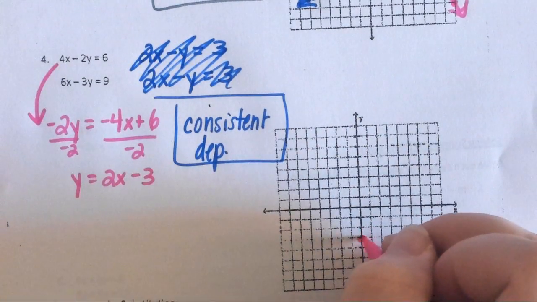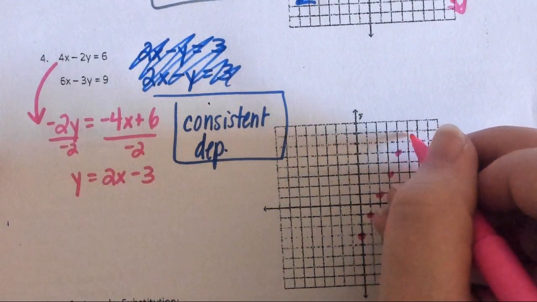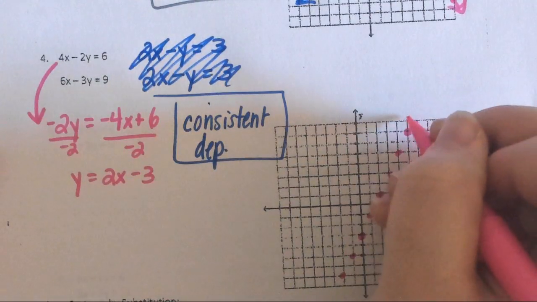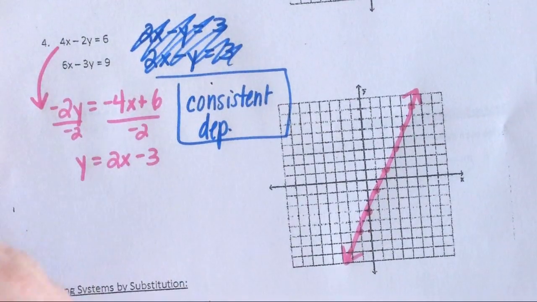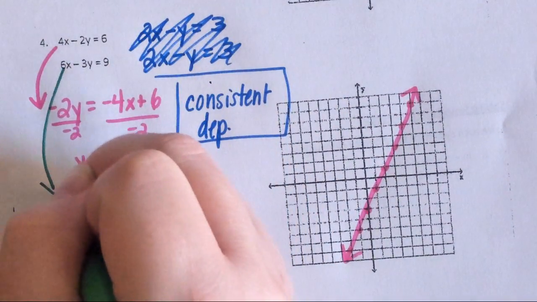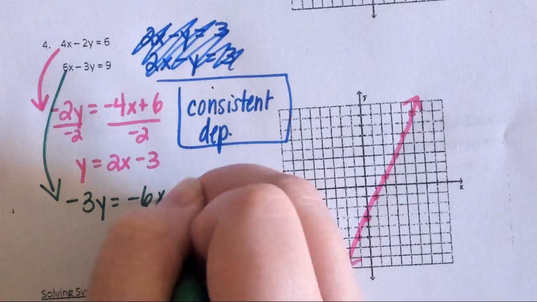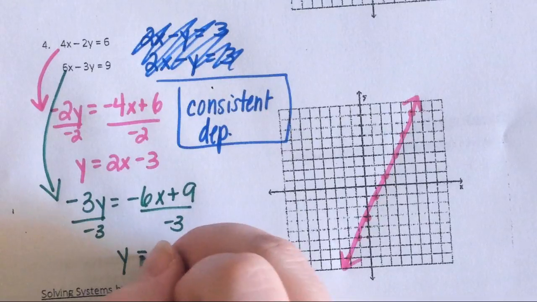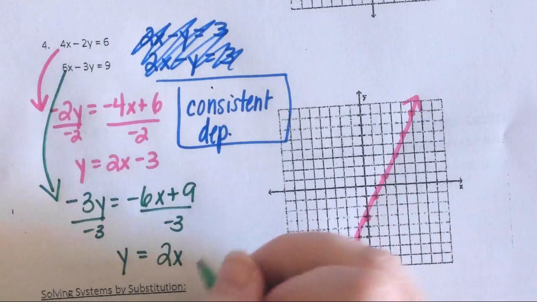So I can go down to negative 3, up 2 over 1, up 2 over 1, up 2 over 1, up 2 over 1, up 2 over 1. Down 2 over 1. I connect my dots. I've graphed that top one. Now for the second one, if I subtract 6x from both sides, I would have negative 3y equals negative 6x plus 9. I divide by negative 3. I end up with y equals negative 6 divided by negative 3 is positive 2x. Positive 9 divided by negative 3 is negative 3.